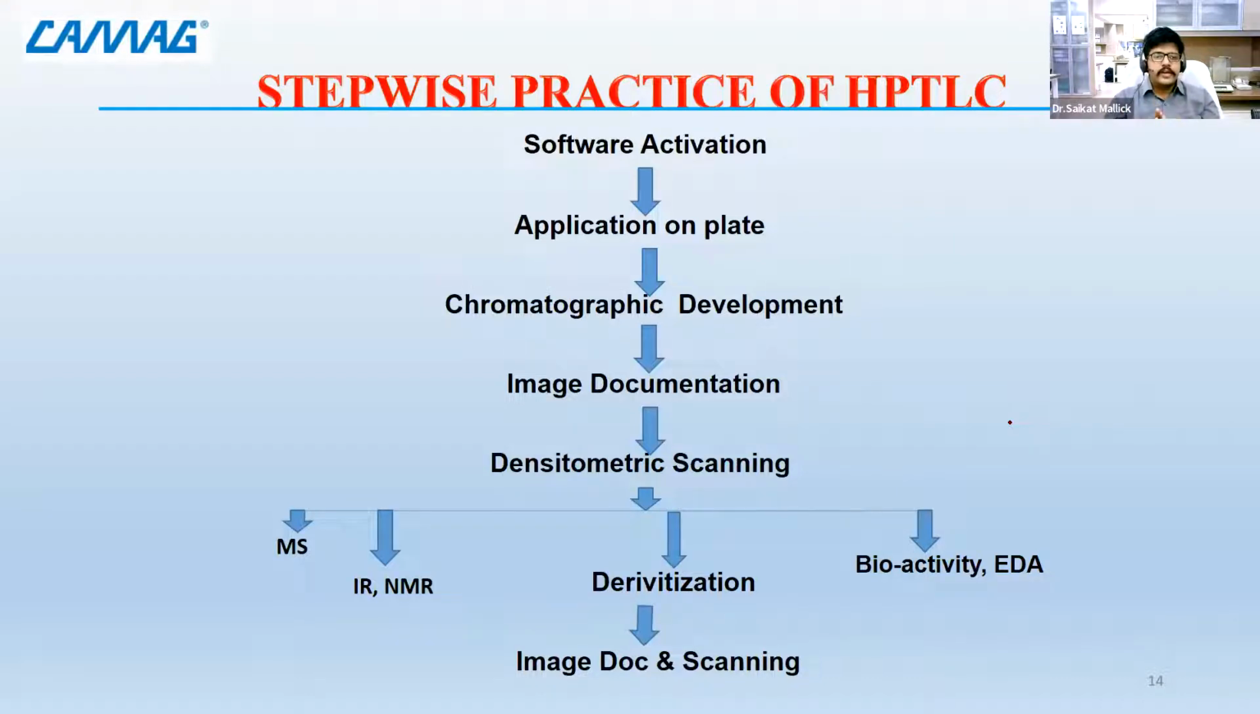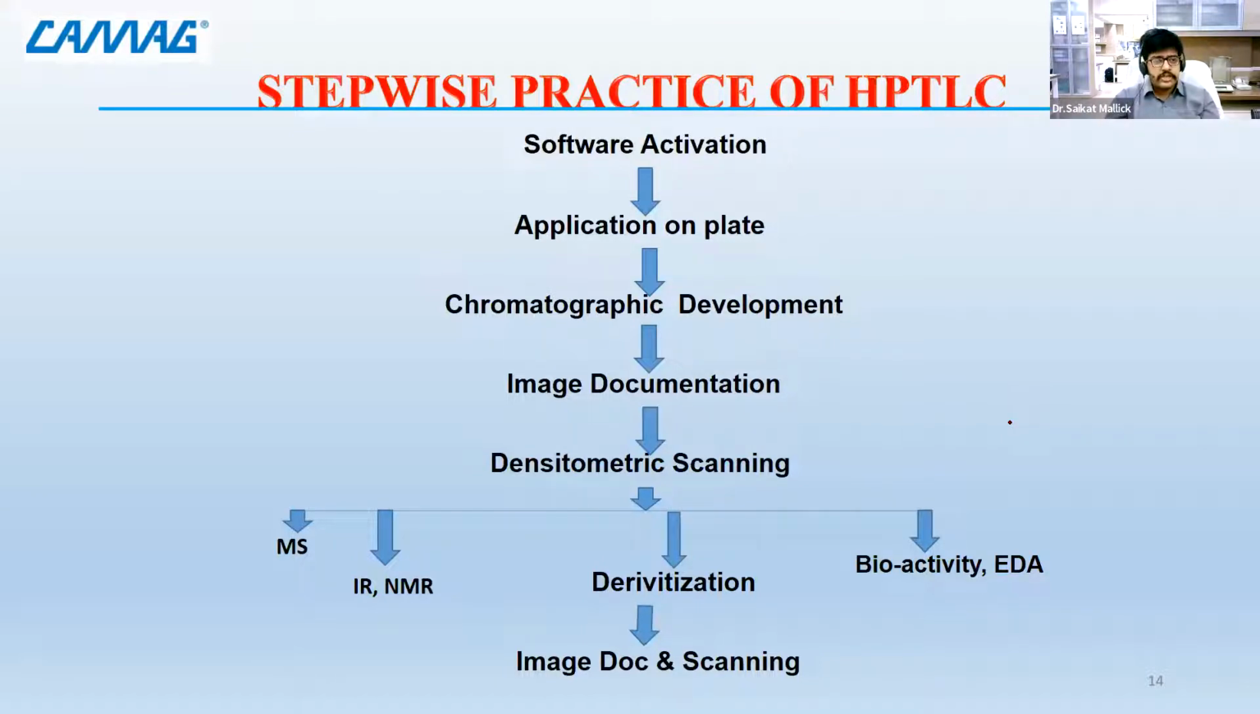Going ahead, you first need to do the groundwork on solubility and literature. Then you go into the software and activate it. When we see the demo, we will see how this analysis programming is done. After that, you do the application onto the plate. After the plate has been applied, with the help of the instrument or manually, you go for the next step, that is development. The development is again a standardized format. I'll show you the parameters involved in it.